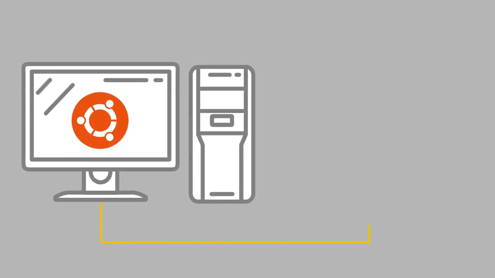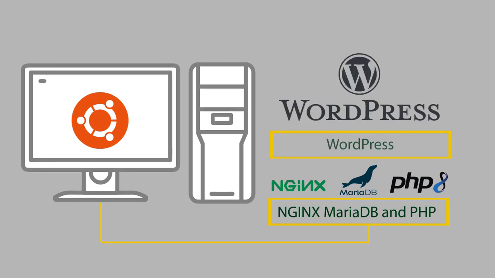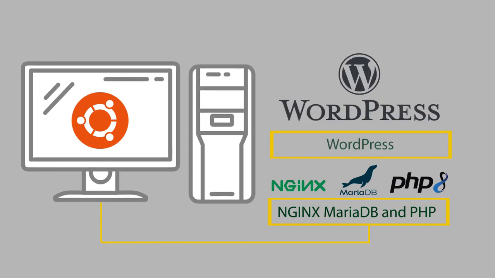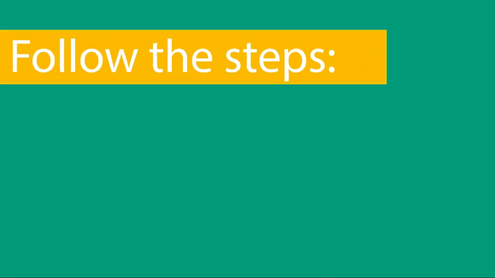In this guide, you will get WordPress up and running on an Ubuntu 22.04 server, on top of Nginx with MariaDB and PHP 8.1. After installation, you will start developing a new blog site for yourself. So in order to do that, we follow the steps.